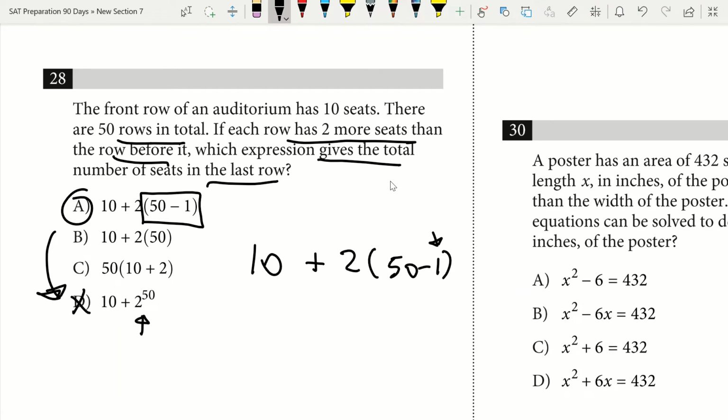Okay, if we're raising it to a power, that's going to be exponential growth, and we know it's linear because each row is gaining 2 more seats than the row before, so that's linear growth.